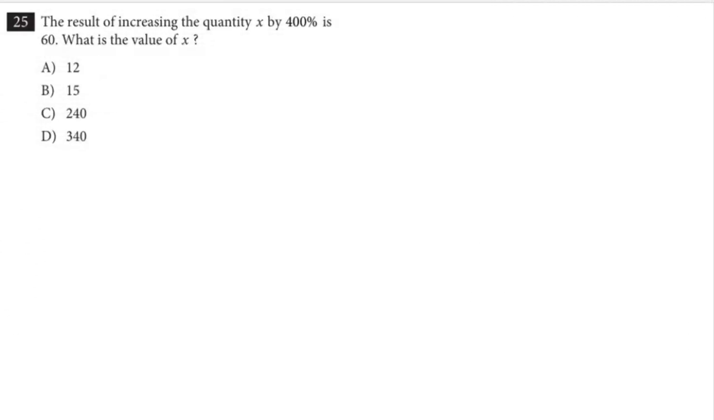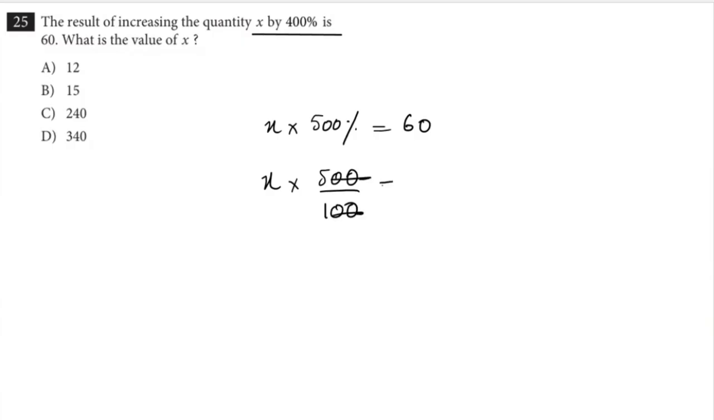Question 25. The result of increasing the quantity x by 400% is 60. So you are increasing x by 400%. So add 400 to 100. That's equivalent to multiplying x by 500%. That will increase it by 400%. So this is equal to 60. Then x is going to be 60 times 100 divided by 500, because you need to get rid of the percentage. So x is going to be 12. So A is the correct answer.